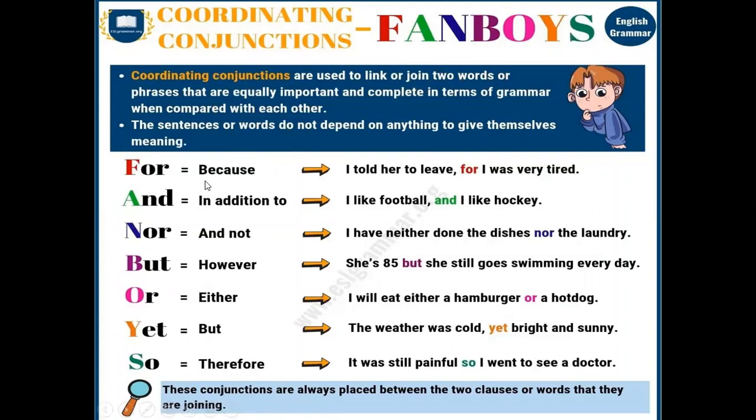So again, for is because, and in addition, nor and not, but, however, or either, yet, but, so, therefore. Now these conjunctions are always placed between the two clauses or words that they are joining. Like, I told her to leave, I was very tired. So this is one clause and this is the second clause, and these two are connected with this conjunction for. Same, I like football and I like hockey, and so on. You can read other sentences also.